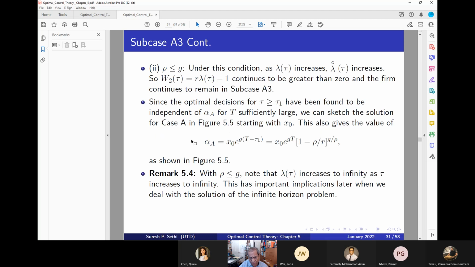Let's look at the case rho less than or equal to g. Lambda tau increases, but it continues to be greater than 0. So we know the subcase will be retained, but what happens is the alpha A, the subcases remember, and since the optimal value has been found to be independent of alpha A for T sufficiently large, we can sketch the solution for x0.